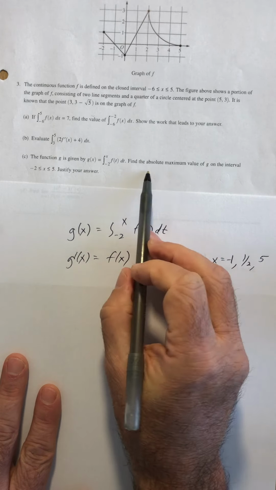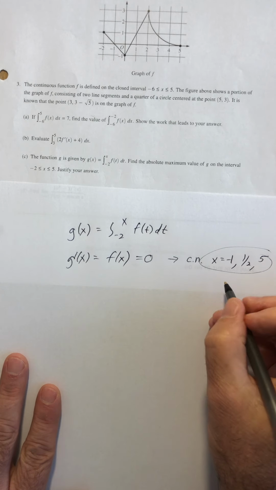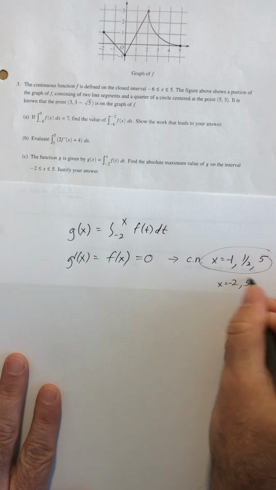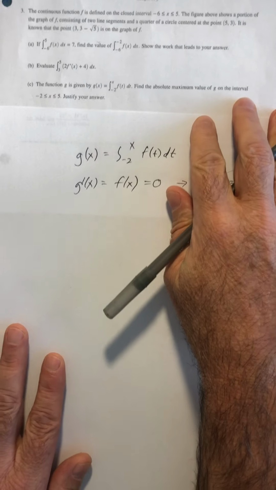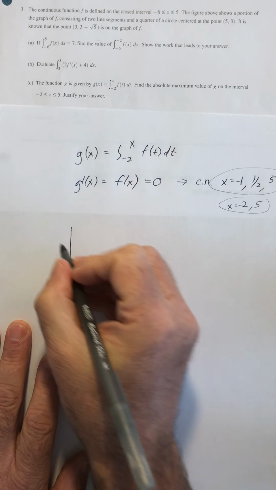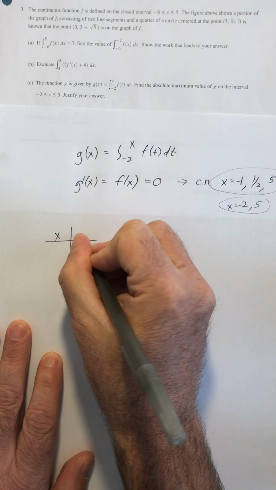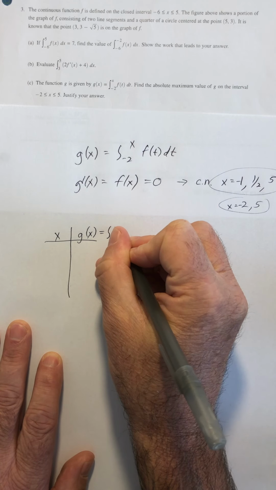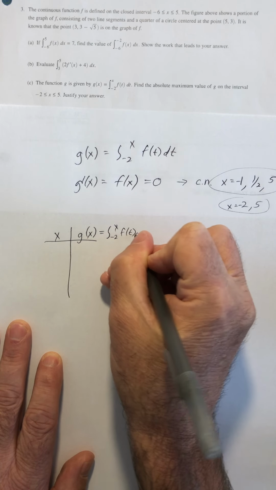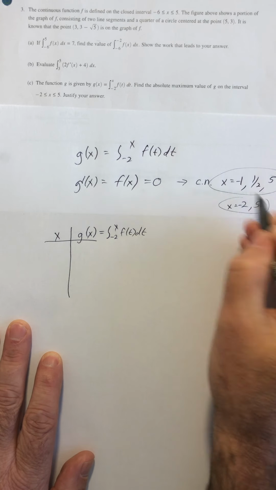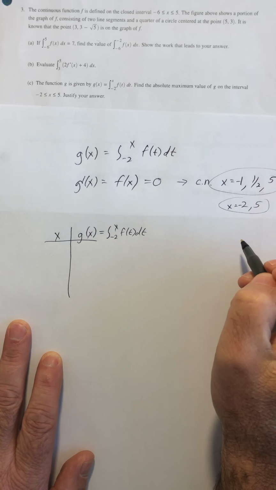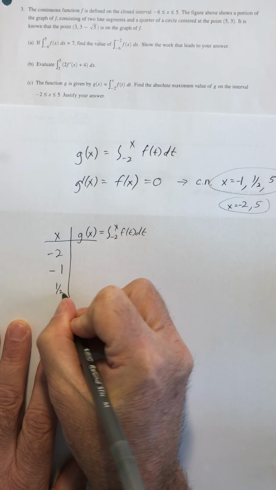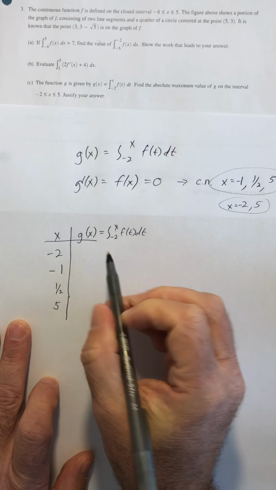Of my possible absolute max mins, it's going to be these, as well as the endpoints, which are -2 and 5. 5's a repeat, so I don't have to do that again. Your best strategy in a problem like this is to simply find all of those values for g of x. Remember that g of x is an integral from -2 to x of f of t. So I want to use all these candidates: -2, -1, 1/2, and 5. And from this list, I'm going to have my maximum.